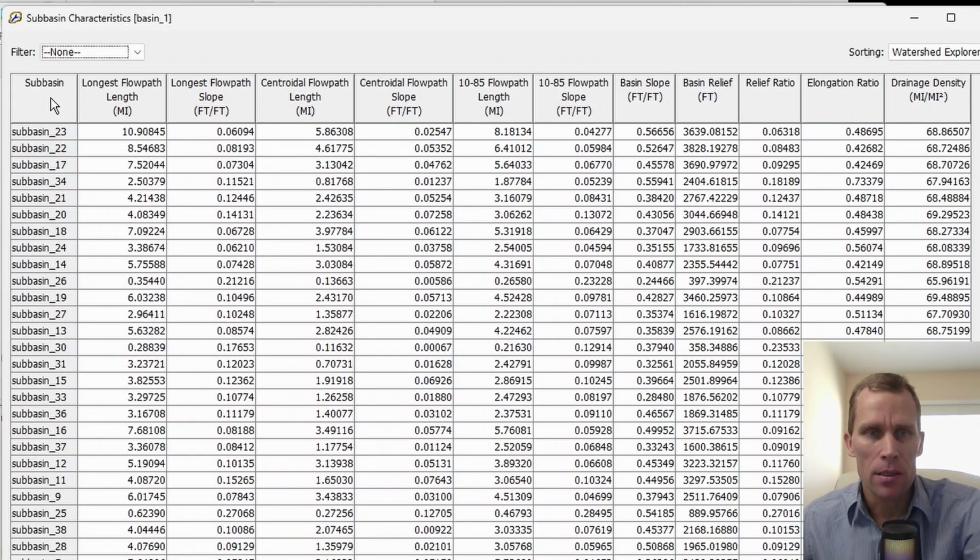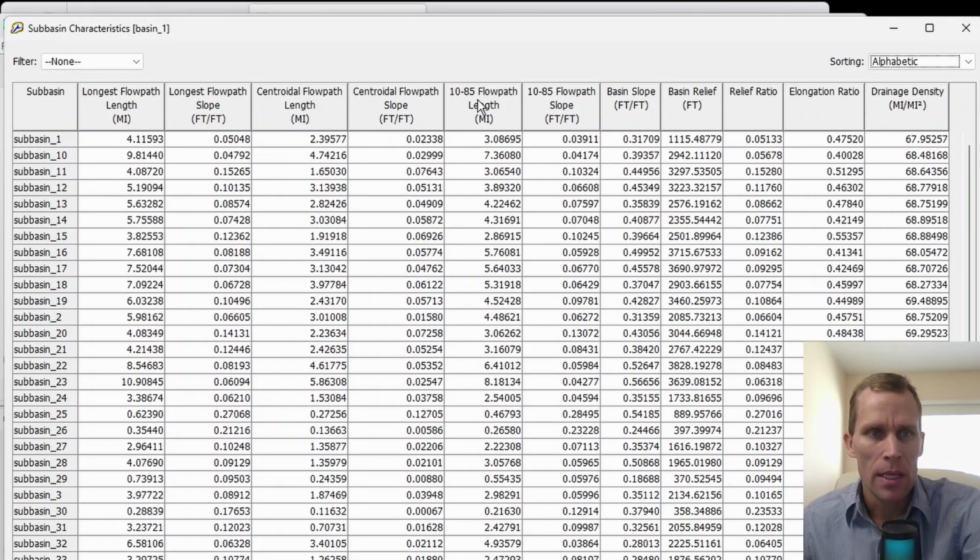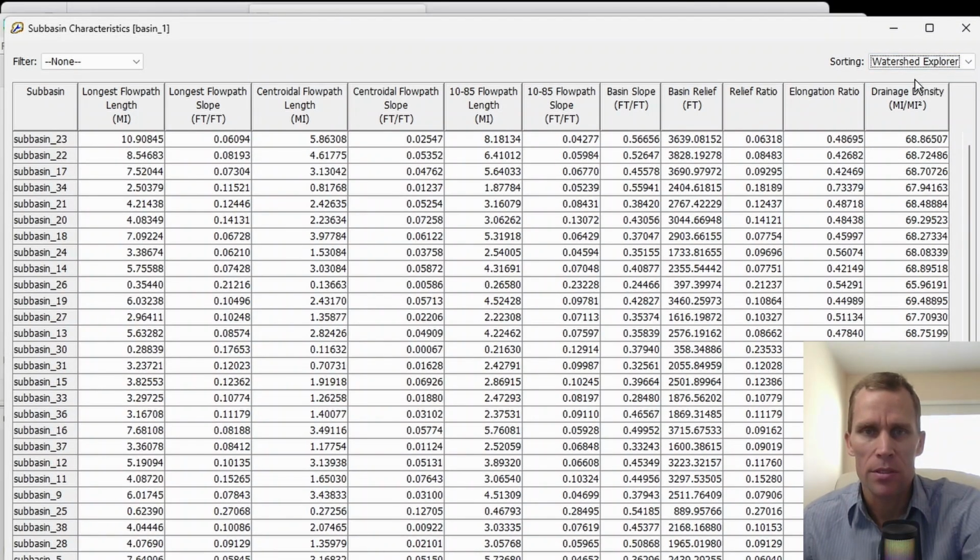On the far left column here, I've got all the subbasins listed down one at a time. Now these are ordered hydrologically, so that's why the sorting here on the top right, there's a drop down for sorting. It says Watershed Explorer, which means it's the hydrologic sorting. I can also change that to alphabetical if I want, and it's just a string sort. So without zero padding, it's not quite numerically correct, but that's what you got there. I'm going to change it back to the Watershed Explorer, which is hydrologically.